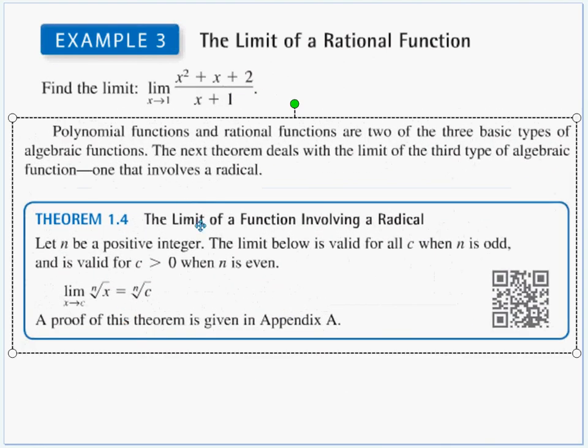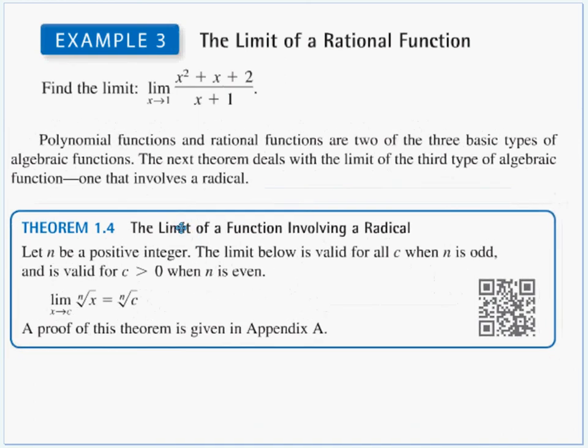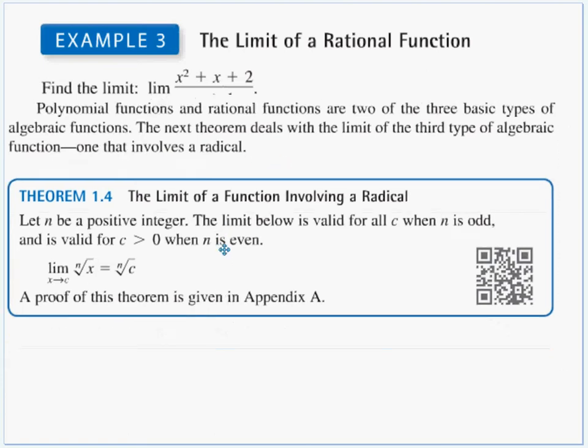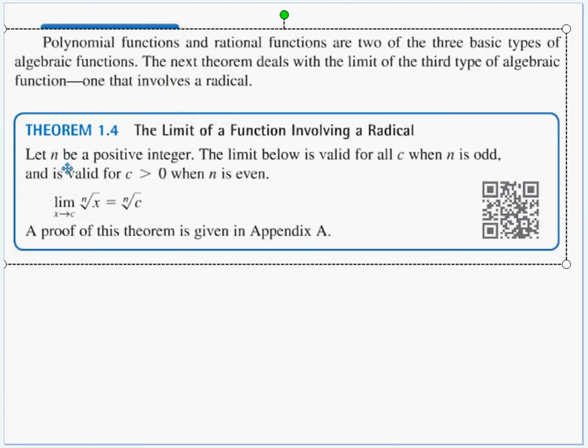What about if there's a radical? Well, direct substitution, again, will not fail. Polynomial functions and rational functions are two of the three basic types of algebraic functions. This next theorem deals with the limit of the third type, the one involving a radical. So here our setup is a little different. n has to be a positive integer. So the index of our radical has to be a positive whole number.